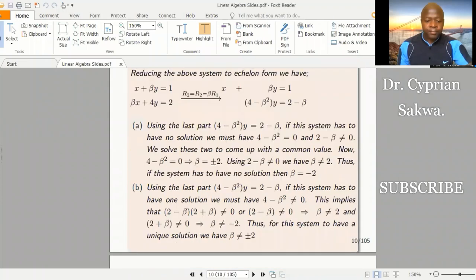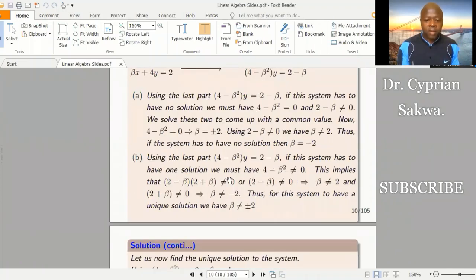That's what I said: using this last part, if this system has to have one solution, then the left side should not be equal to zero. I solved that. I can factorize this, or if you don't want, you can leave it the way it is. You just say that beta square is not equal to four, or beta should not be equal to plus or minus two. This implies that beta should not be equal to two, and should not be equal to minus two.